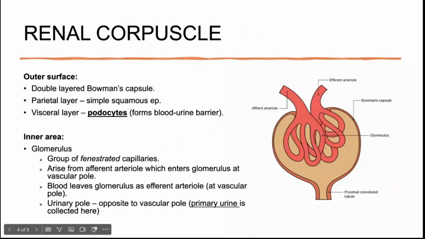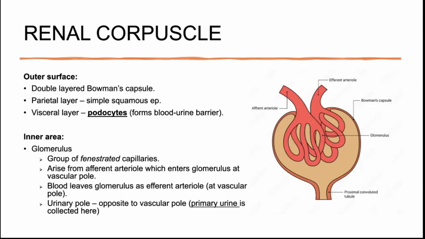Moving on to the inner area of the renal corpuscle, it is made up of something called the glomerulus. The glomerulus is a tuft of fenestrated capillaries, like I had mentioned earlier. It has two parts to it, the afferent arteriole and the efferent arteriole. The afferent arteriole is where the blood enters, gets filtered over here, and then leaves through the efferent arteriole. If you get confused between the terms afferent and efferent, remember it this way: exit stands for E and efferent also stands for E.